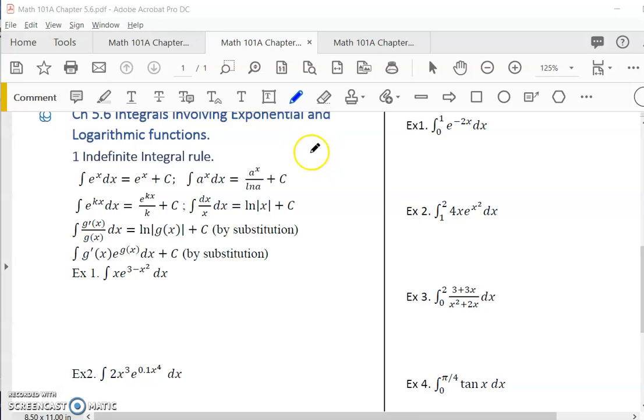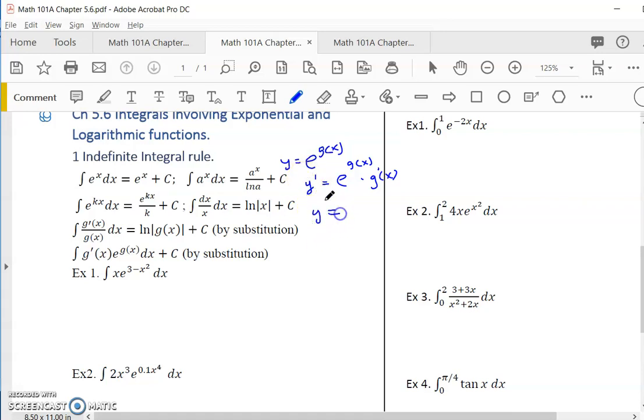Whenever in the past we have e to the g of x, if this is y, remember when you do the derivative, y prime is equal to the same e to the g of x, but then because this is the inside, you do g prime, right? So the same idea would be for the integral. If I see some g prime of x outside, then the integral would be e to the g of x.